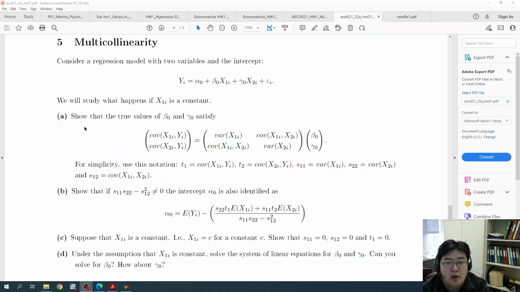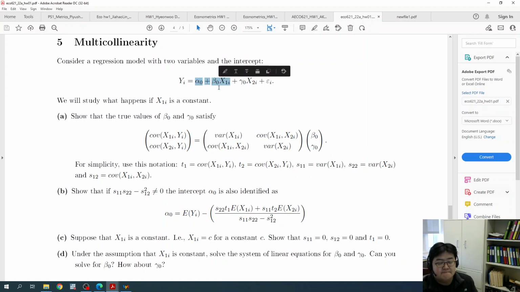Hello. So we are now going to question number 5. In this question, we consider three coefficients. Intentionally, I made up three coefficients to study what happens if two of them are multicollinear. Then we want to study what happens to the other innocent variable. The answer is it has no problem.